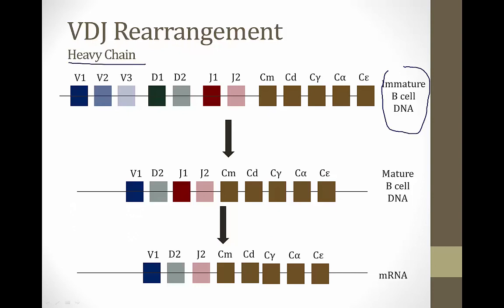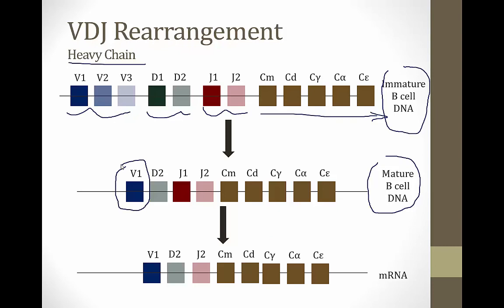So in this example, I've shown you 3 possible choices of the V gene, 2 choices of the D gene, and 2 choices of the J gene. And then there's a bunch of choices for the constant region. We'll talk about that later. So as the B cell matures, it splices out all the V genes but the one it wants to keep. In this case, it kept the V1 gene.